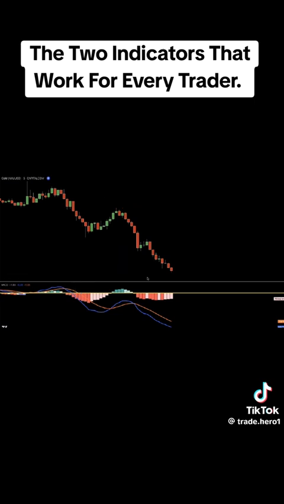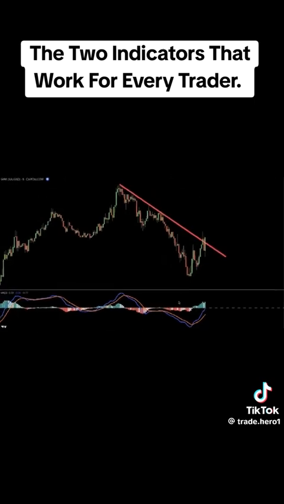Our strategy is built on three key pillars: trendline breakout, MACD crossover confirmation, top-down analysis. Now check out this setup on the chart. We're in a clean downtrend with lower highs connected by a trend line. Sellers have been in control, steadily pushing the price lower, but suddenly the price breaks above the trend line. That's our first major clue.